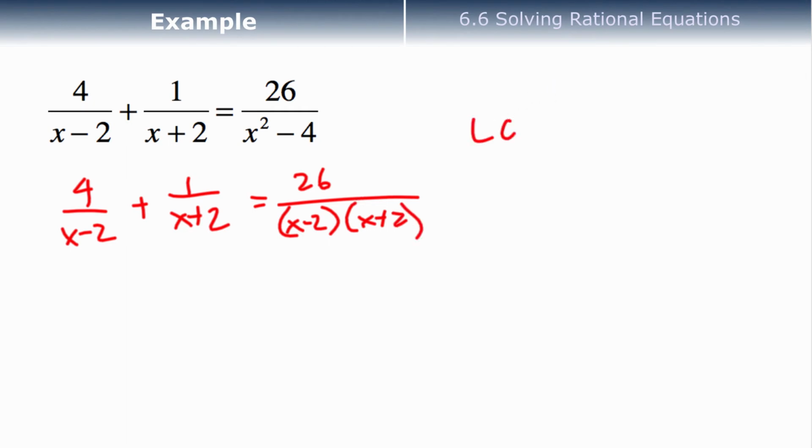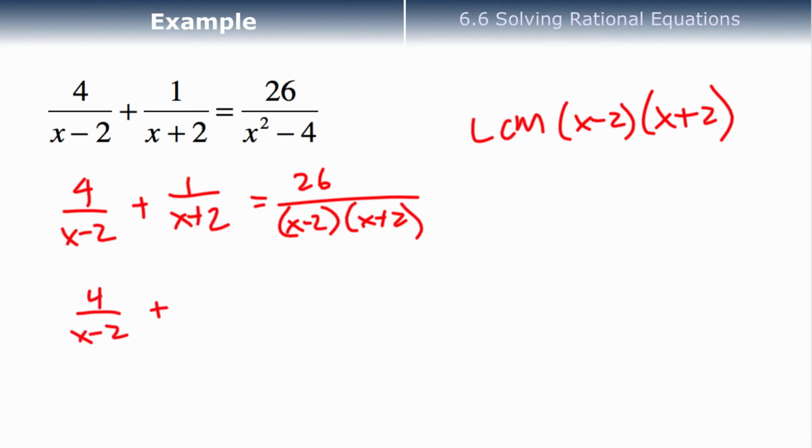So when I look at the expression, I've got an x minus 2, an x plus 2, and then I have both of them there. So the LCM has to be both of them combined. So x minus 2, x plus 2. So I'm going to take this one, and I'm going to take this one. And this is where it gets a little bit long. 26 over x minus 2, x plus 2.